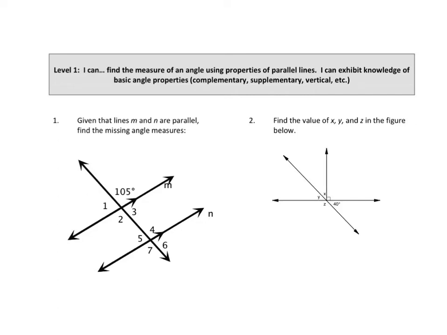In level 1, we will be finding the measures of angles using basic angle properties. Some of these properties are complementary angles, supplementary, and vertical angles. Two complementary angles add to 90 degrees. So, for example, if you have two angles that together make a right angle, like a 40-degree angle and a 50-degree angle, we will call those complementary because they add to 90 degrees.